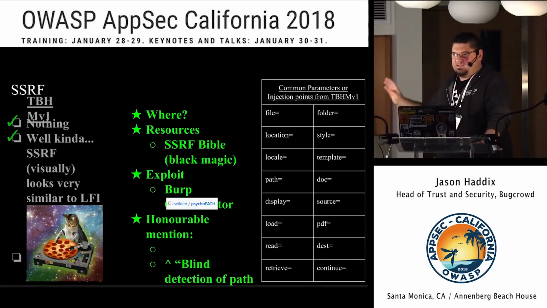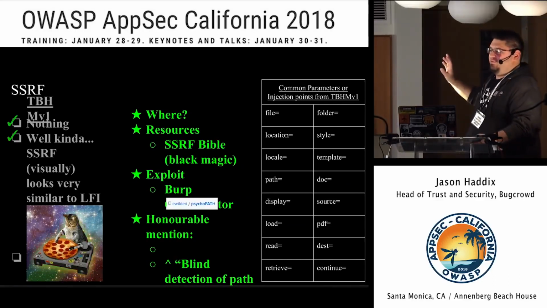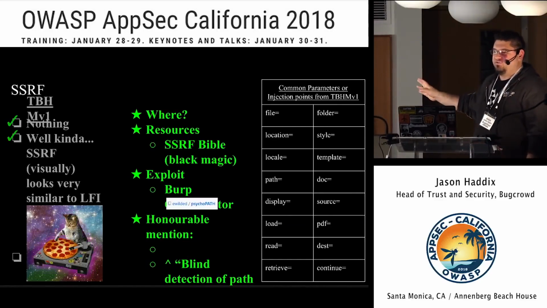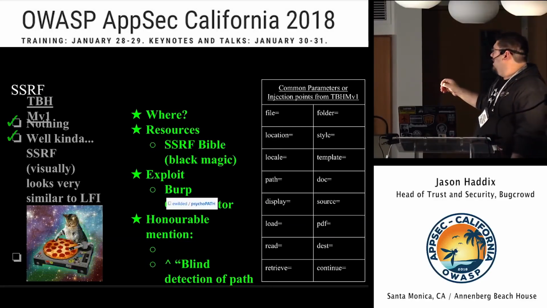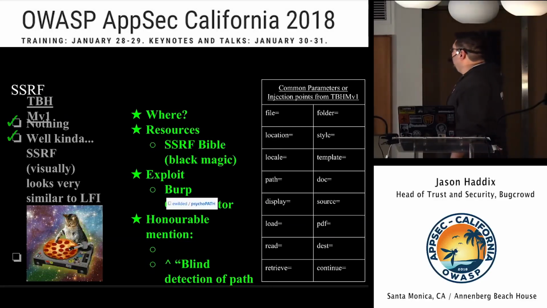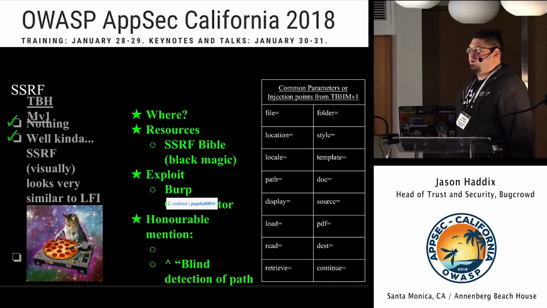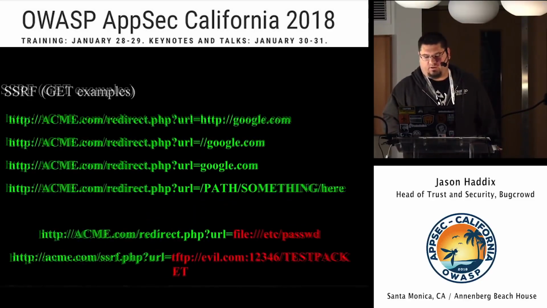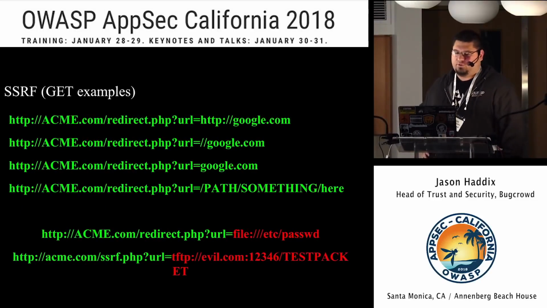So the same as other places, here's the table for the most often attacked parameters for server-side request forgery. File, folder, location, style, locale, template, path, doc, display. You'll notice some of them are the same for all vulnerability classes. That's okay, I don't care about that. This is a very small handful of params to test, or to be alerted on. So that's that list for you.